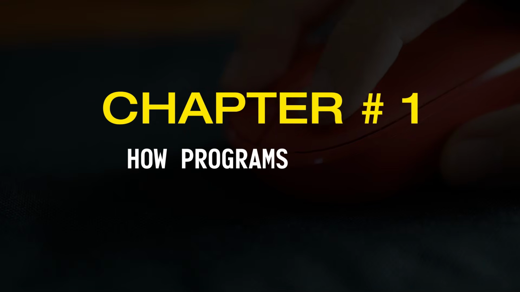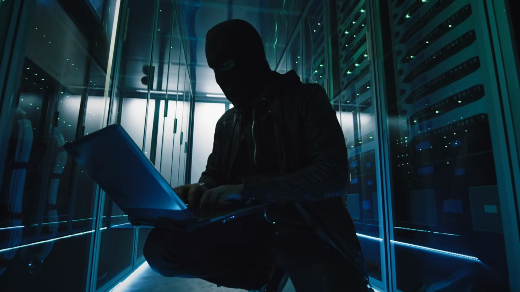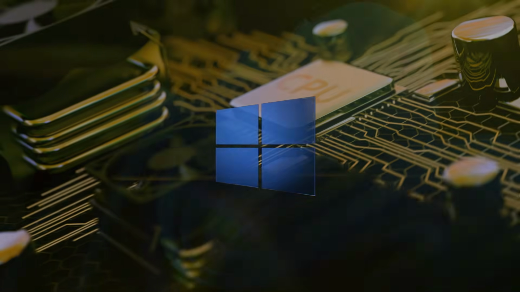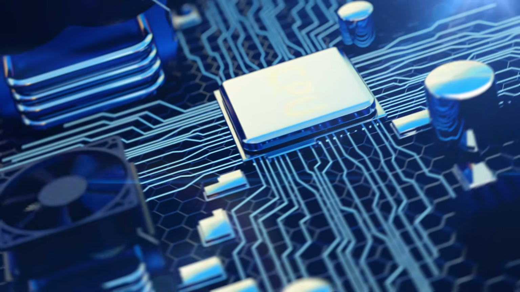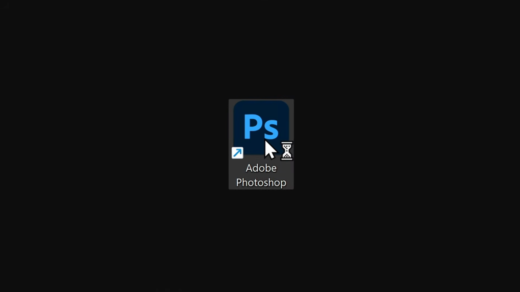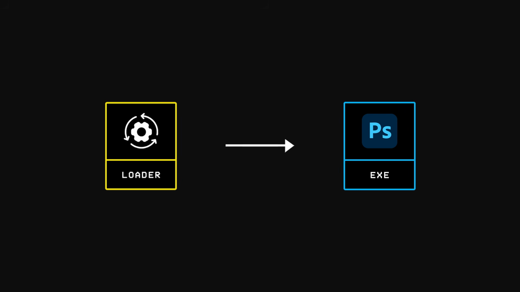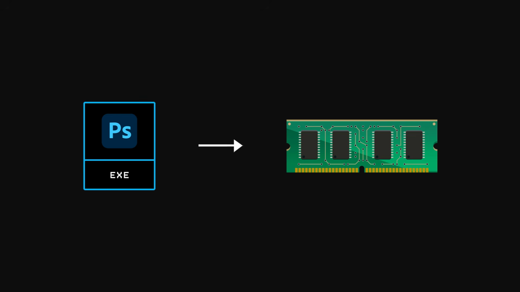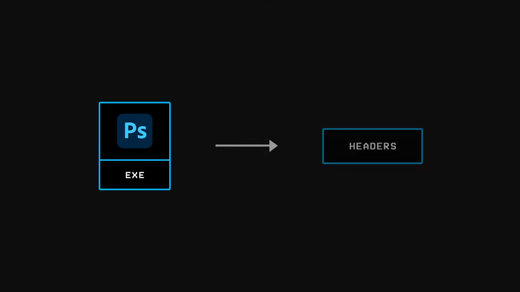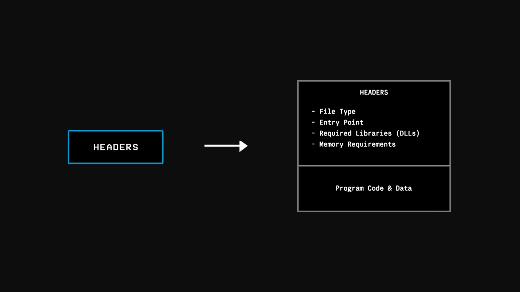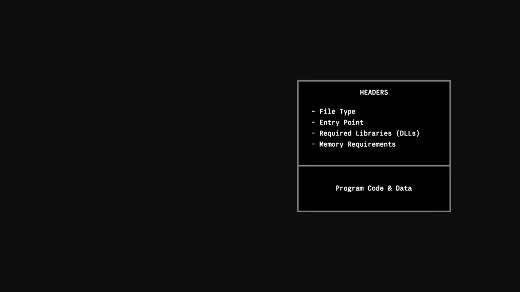Chapter number 1, How Programs Come to Life. Okay, so starting with the basics, before you can call yourself a hacker, you first need to understand what your operating system does behind the scenes when you run something on your computer. So when you double-click a program, your operating system first runs something called a loader, which is basically a part of your system that takes a file from your hard drive and turns it into a running program in your memory. To do this, it first reads that program's headers, which is really just a small section at the top of every program that tells the loader what kind of file it is, and what it needs to run properly.